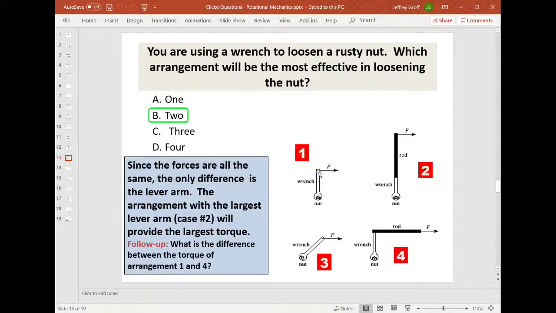Or you can look for a piece of pipe and put the pipe over the end. So this rod here is like a pipe that you put over the end to extend the wrench. But 1 and 4 would give you exactly the same result because they have the same lever arm. Over here, you say, well, the distance from the nut to where the force is applied is greater, but that's not what matters. What matters is the perpendicular distance, which is exactly the same in the two cases.